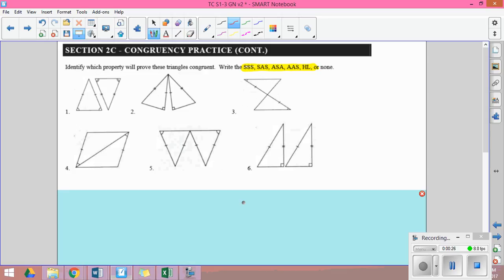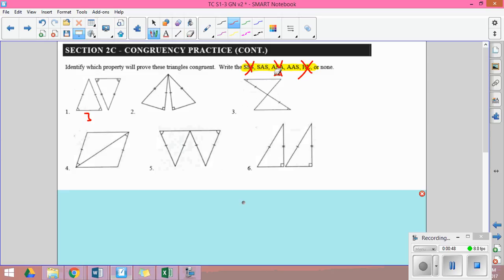First thing I'm going to notice is I don't have a right triangle, so it can't be HL. I don't know the third side, so it can't be side, side, side. So now I'm left with just a couple of choices. Do I know the side in between the 2 angles? I don't know this side down here, so that one is not a choice.